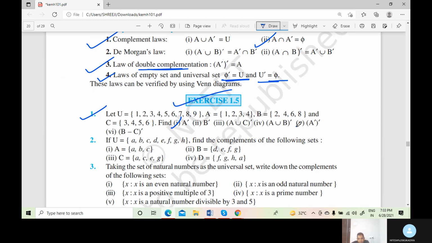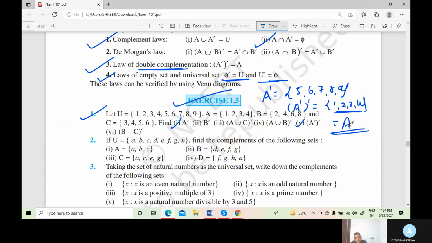Okay, now the fifth question. Fifth question, complement of complement. Here A dash equals what? 5, 6, 7, 8 and 9. Now again the complement: 5, 6, 7, 8, 9 cancel in the universal set. Which elements are remaining? 1, 2, 3, 4. It is called set A. So complement of complement equals set A itself. This is our property.